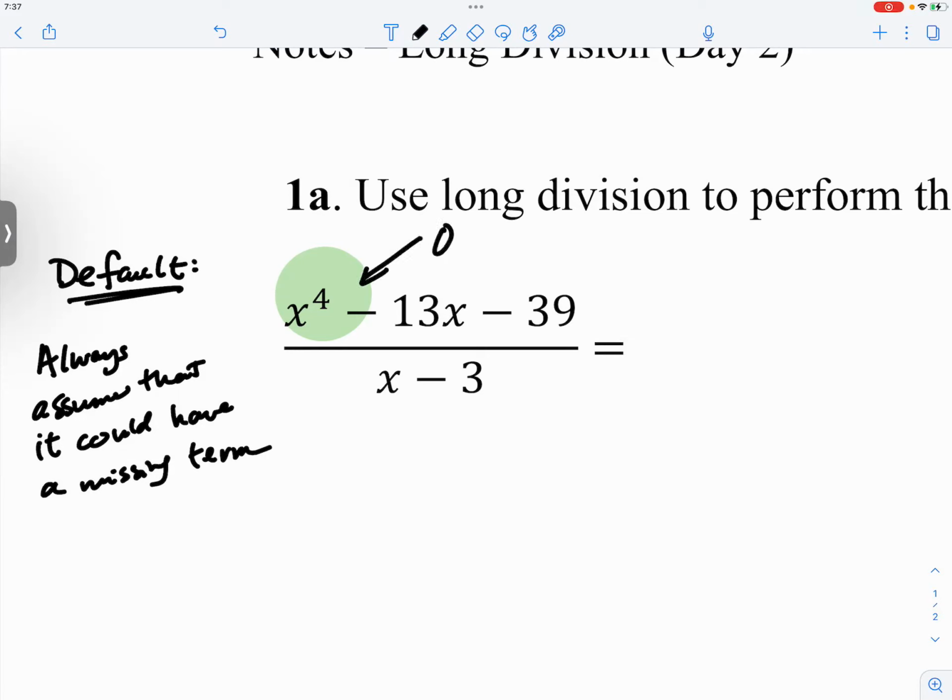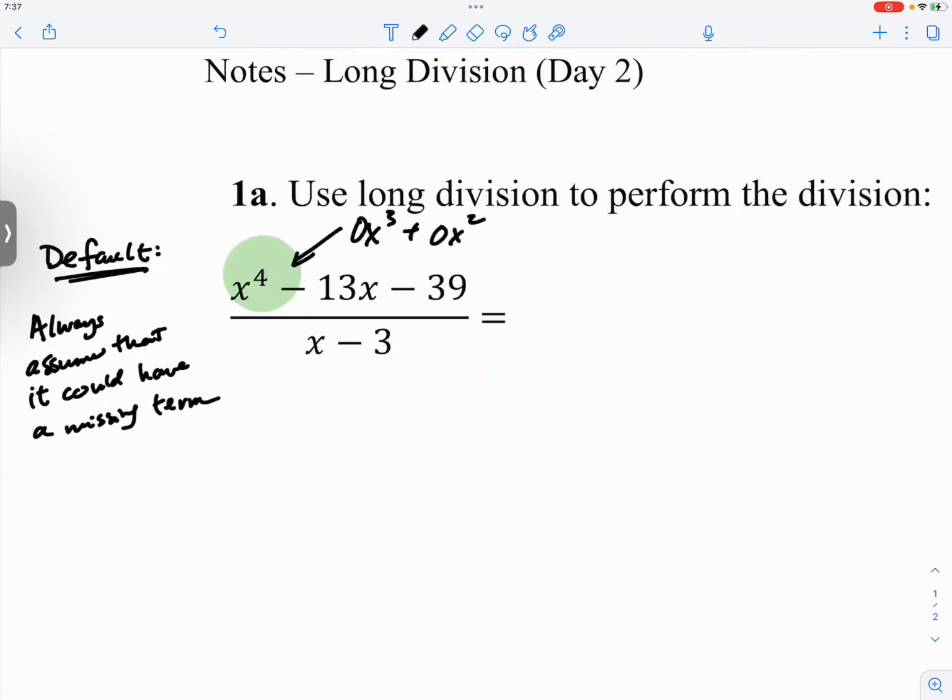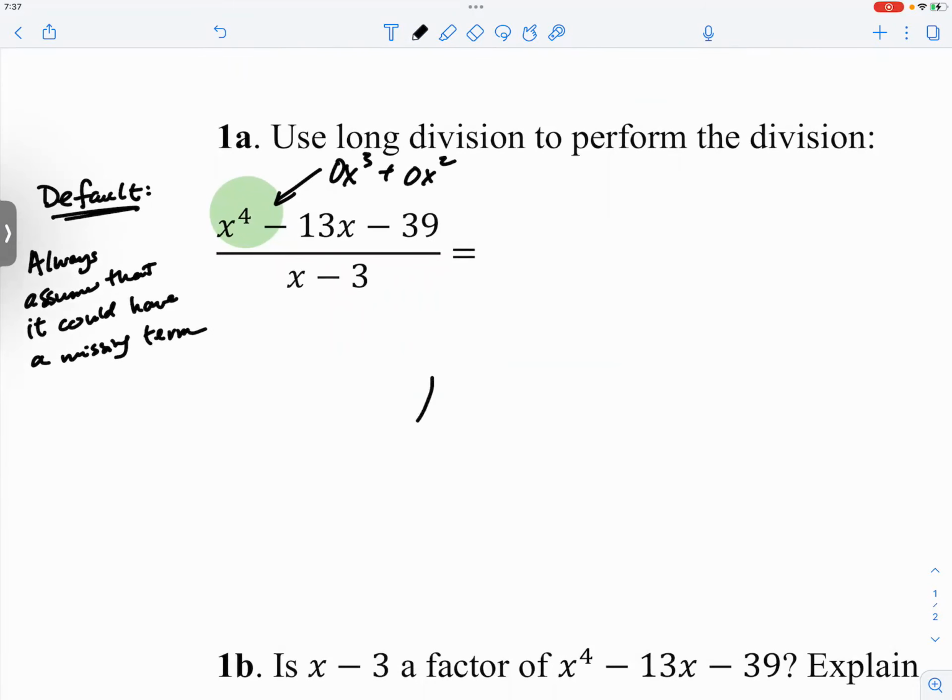So for example, here we're saying, oh yeah, it's missing a couple of terms right here. So we need to fill them out when we do long division, okay? Make sure you fill them out when we do long division. So all we need to do is to perform this long division to obtain our quotient. And maybe there's a remainder. So we would say x to the fourth plus 0x cubed plus 0x squared minus 13x minus 39. Okay, so we do that.